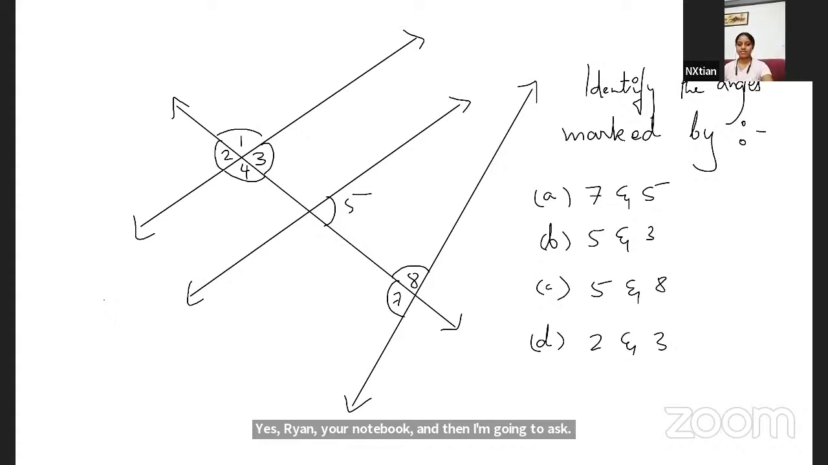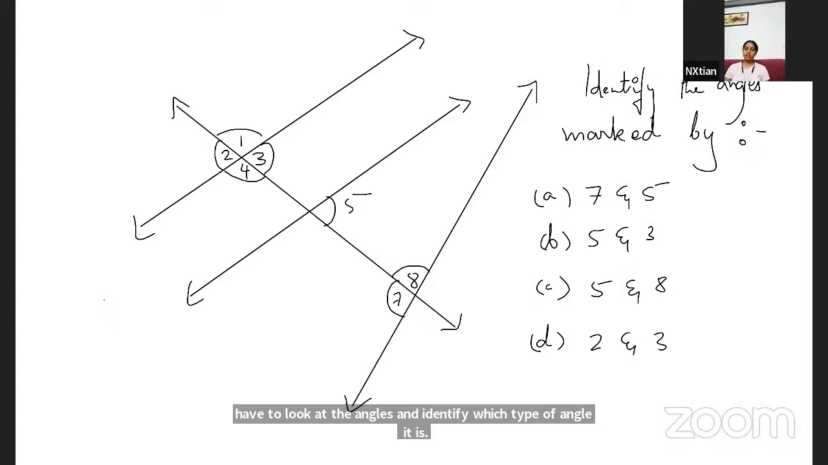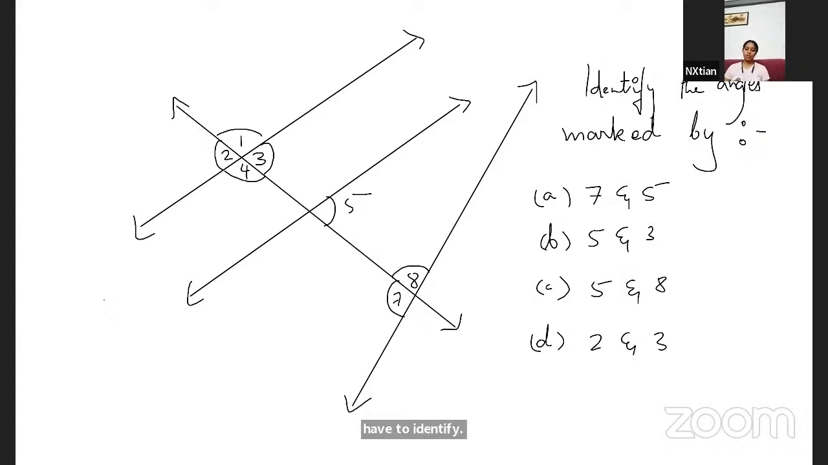I was saying that you have to look at the angles and identify which type of angle it is, out of the types of angles that you studied. Cedric, don't give me the answer right now. Ma'am, where is 6? You only wrote 1, 2, 3, 4, 5, 7, 8. You don't have to worry about 6. Because we are not using it, I haven't mentioned it.